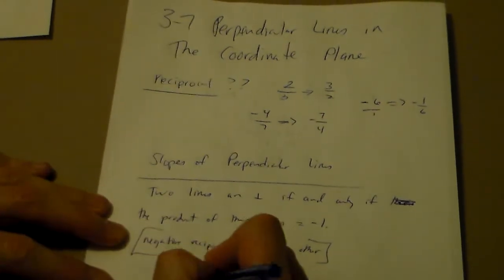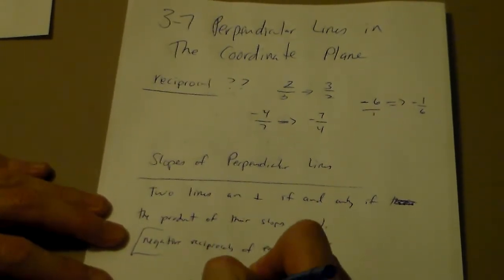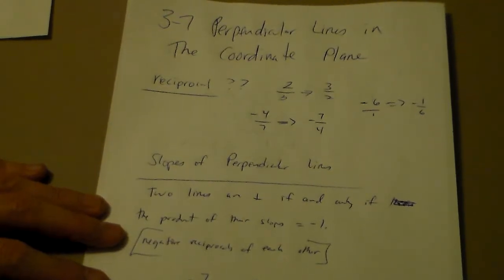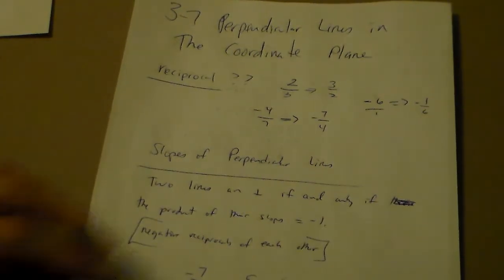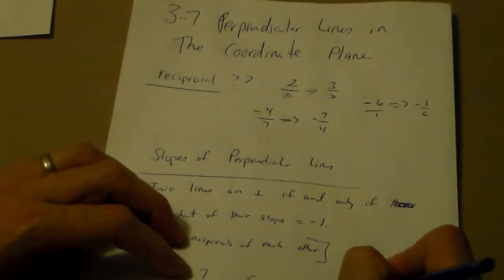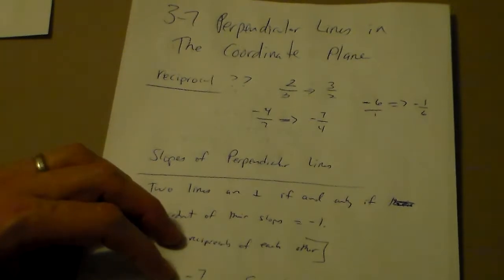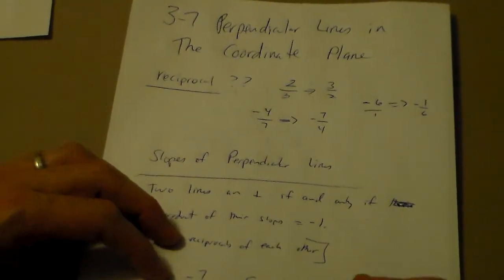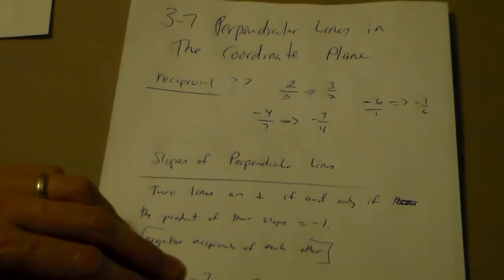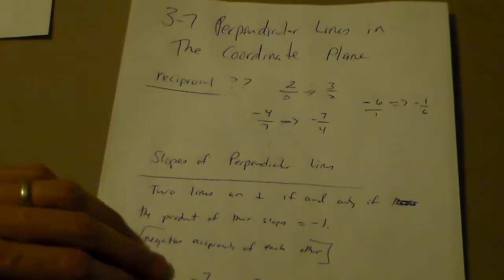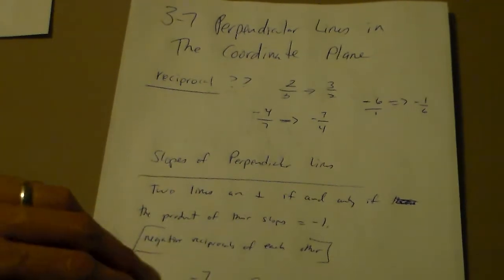So if I had -7/5 and 5/7, I take the negative reciprocal, I flip it and take the opposite. This is negative, the opposite's positive. I flip 7/5, I get 5/7. Those two slopes would be perpendicular. If you have 5 and 1/5, those two slopes are not perpendicular. They're reciprocals of each other, but they're not the opposite. They're not the negative reciprocal of each other. Okay, so that's kind of important.